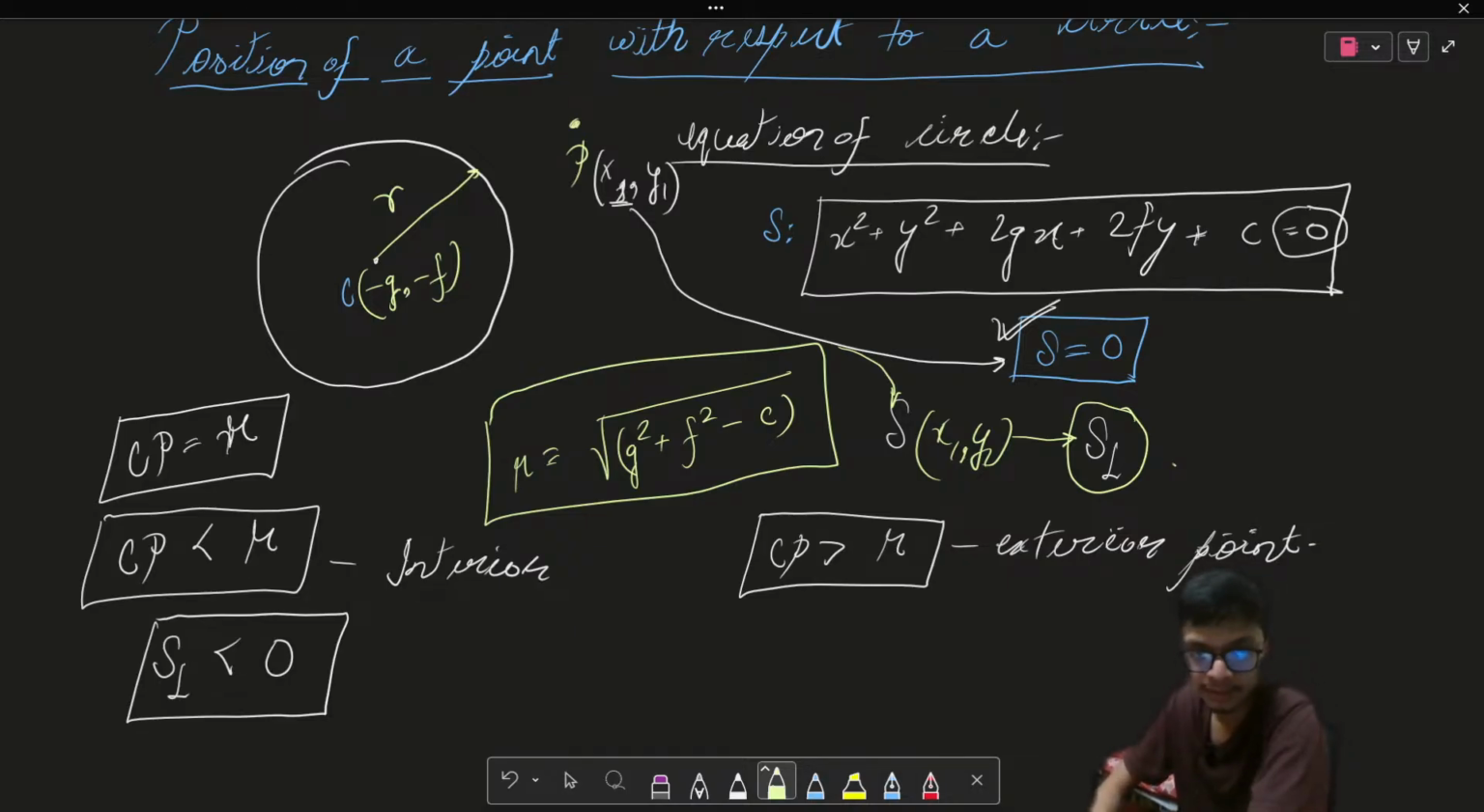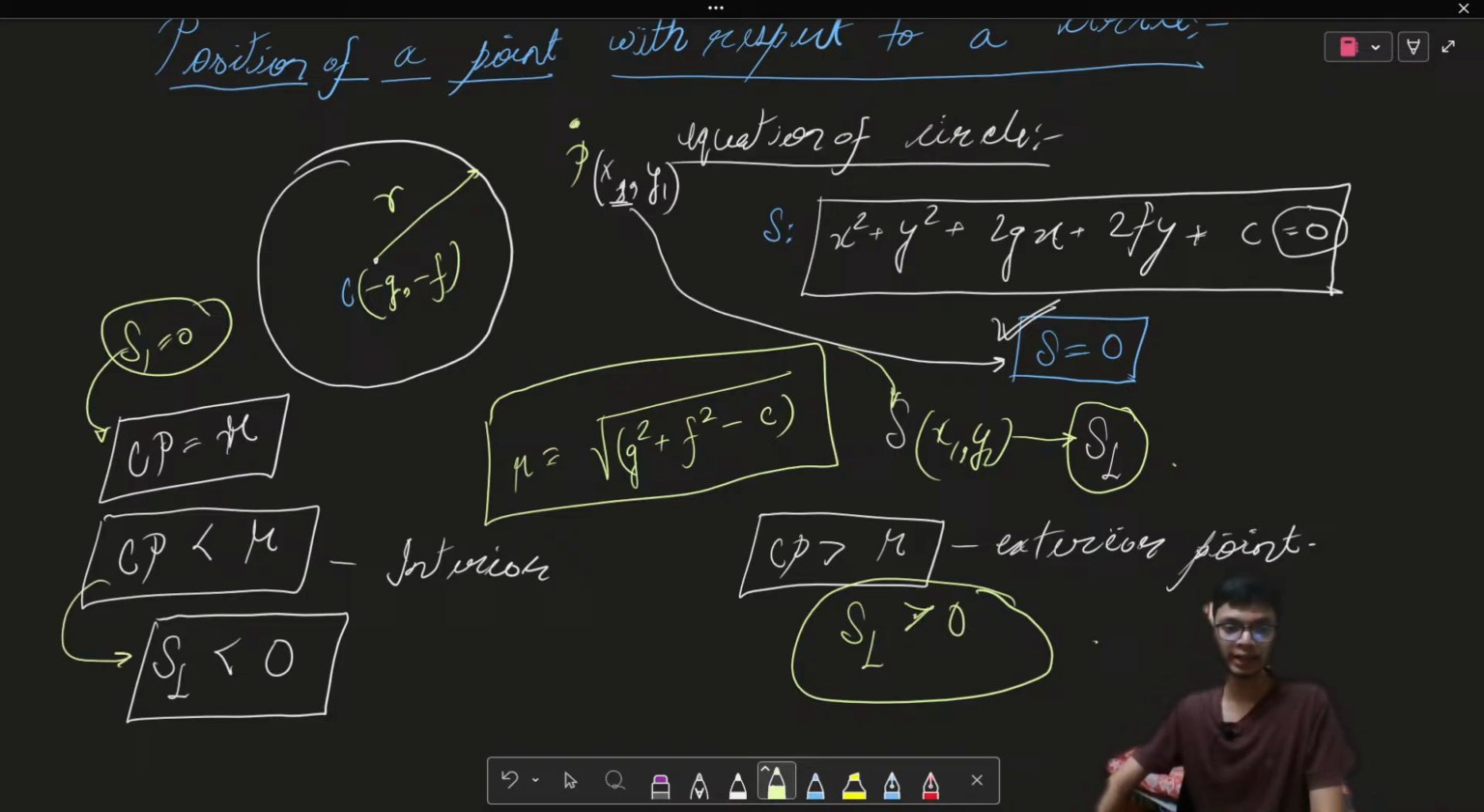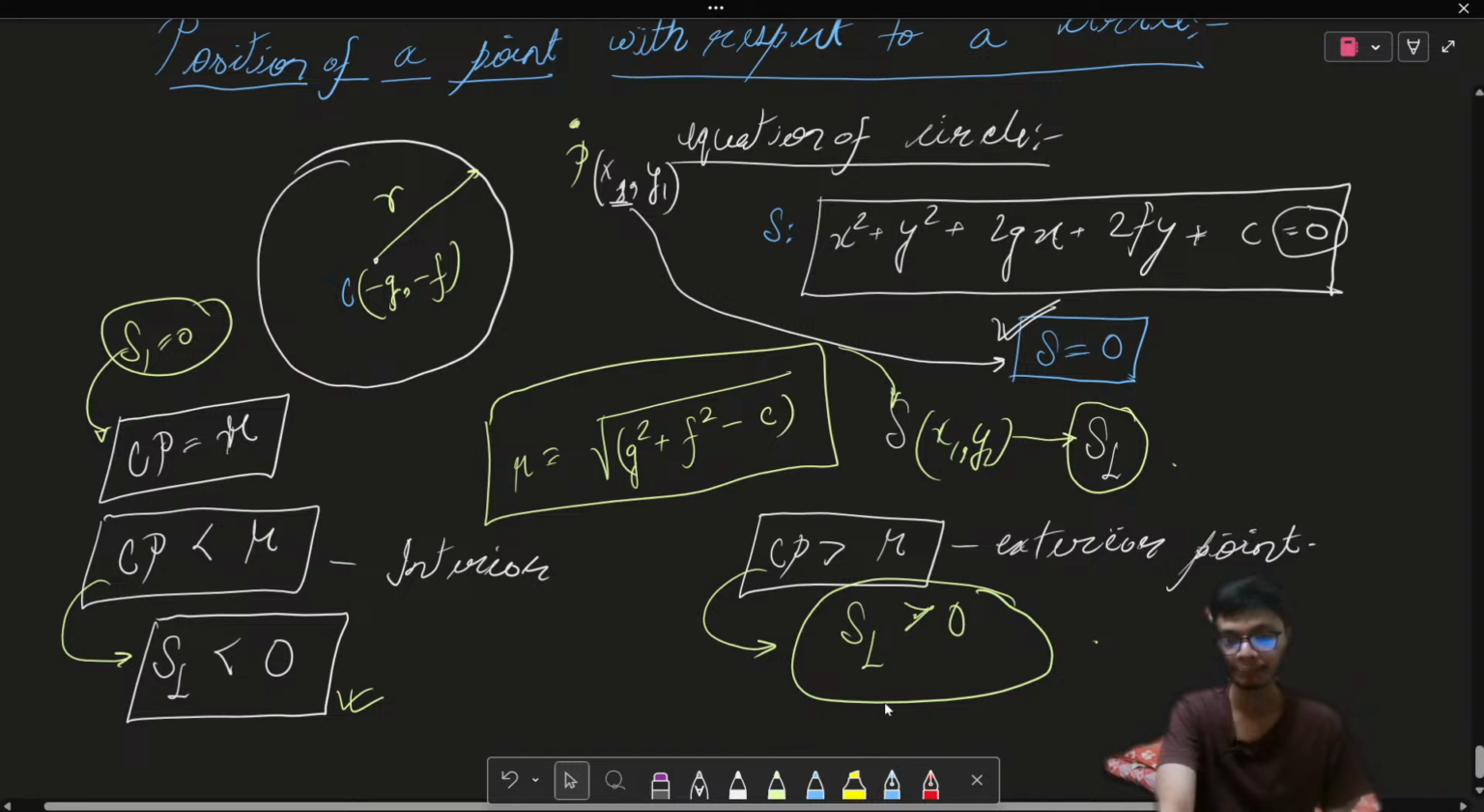So when S1 is less than 0, that basically means the point is interior to the circle. Similarly, when S1 is greater than 0, the point is exterior. And when S1 is equal to 0, it is lying on the circle. These are the three important conditions that you need to remember for this particular case, right? If you try to do this algebra, you will be able to get to S1 less than 0, greater than 0, and so on. So maybe you can try it out on your own and get to this particular formulation, right?